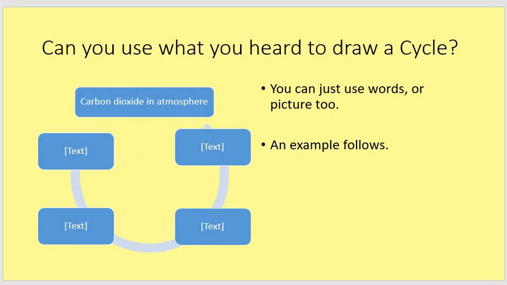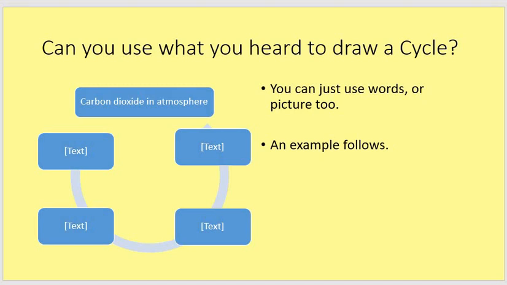Now, going back to a cycle, here I've got a similar diagram from before. I put carbon dioxide in the atmosphere in one of the text boxes. And you can draw just words, you can do pictures, whatever you'd like. Have a go to see what you can do for drawing a cycle using the information from the video. Remember, if you need to go back to the video, you can. The next slide does actually have an example with pictures and words to just let you have a look, see how close you were.